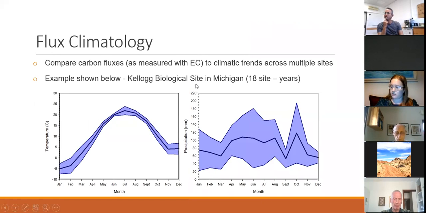So then this is just a little look at some of our flux climatology work, which is the first thing that I talked to you about. So this is the standard climate curve with the average in the thick blue line in the center is the average. And then the thinner blue lines with the shaded area represent plus or minus 1 standard deviation. So this is the Kellogg Biological Site in Michigan. So looking at the standard climate there. And this is a summary of 18 site years, observed precipitation and temperature by month.